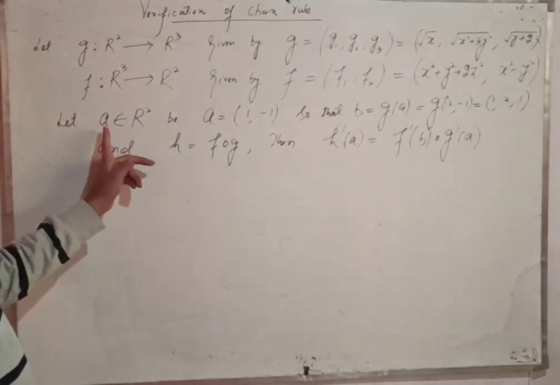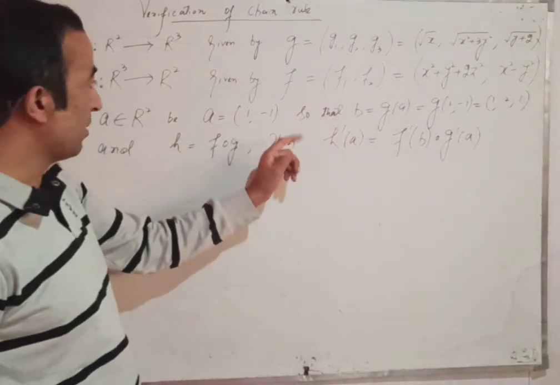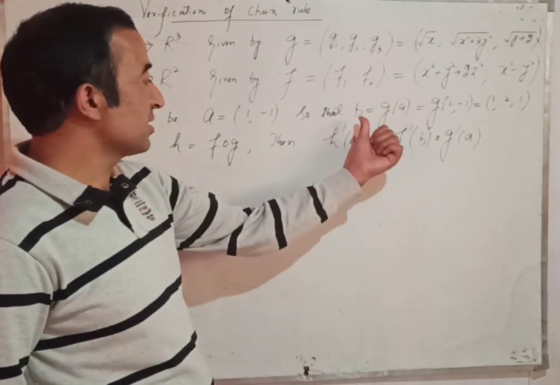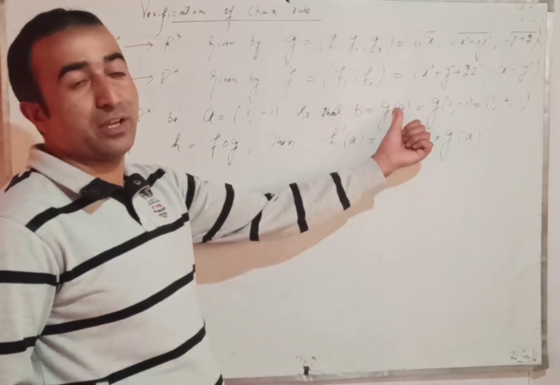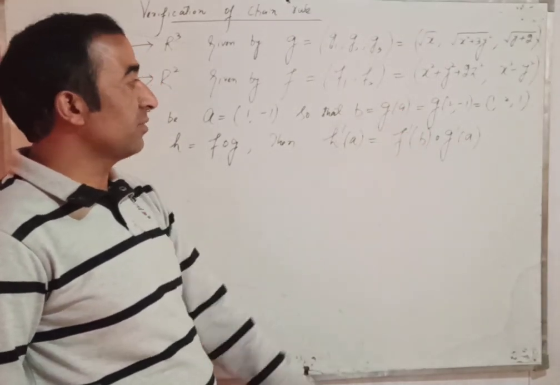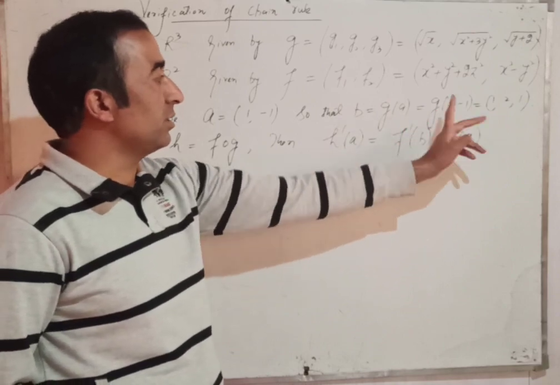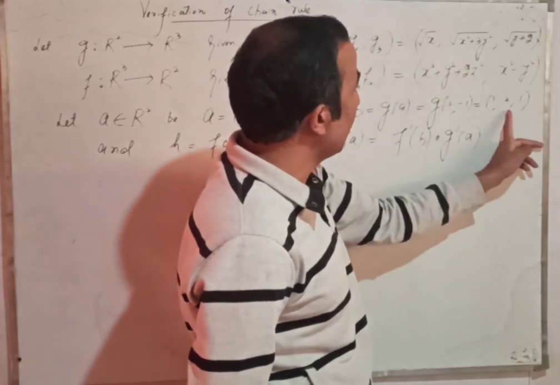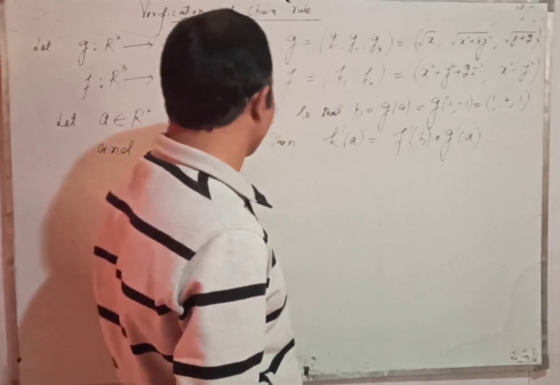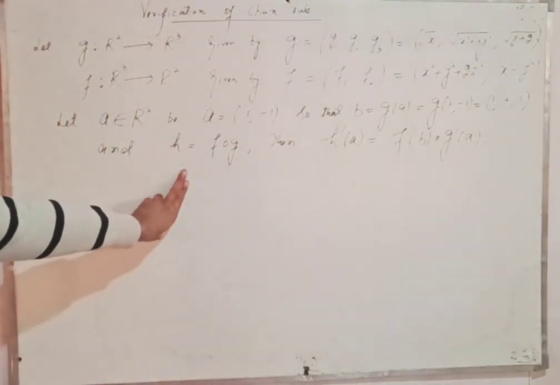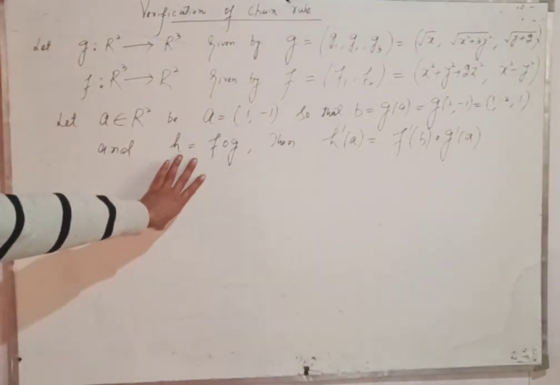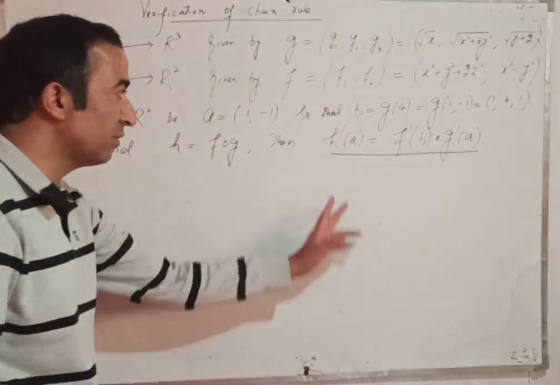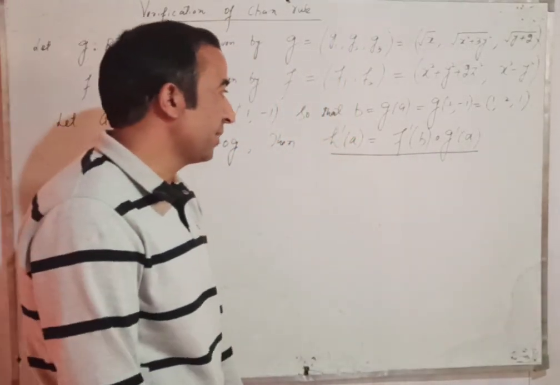So, I suppose the point A in R square is (1, minus 1). Then we take the corresponding point for function f as b, which is the image of that very a under the function g. You can substitute here a is (1, minus 1). When we substitute it in the function, we get (1, 2, 1). And I suppose h is the function f operation g. This is the composition map. Then the rule says that this holds. We will verify this rule today.